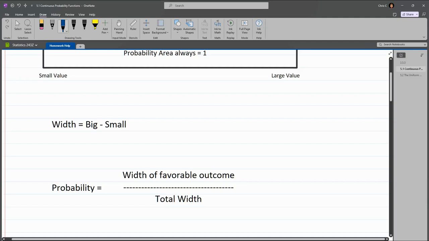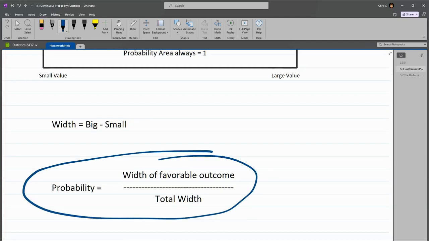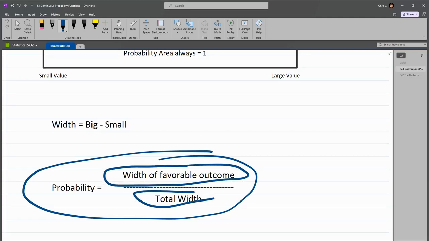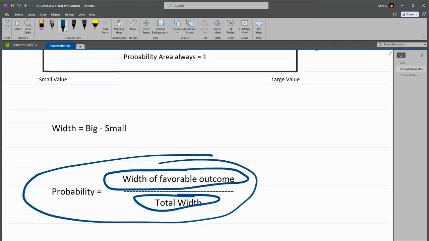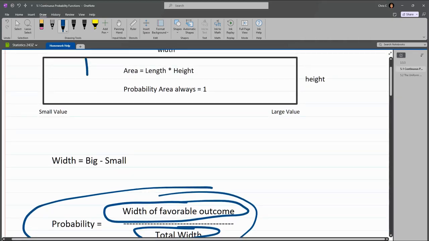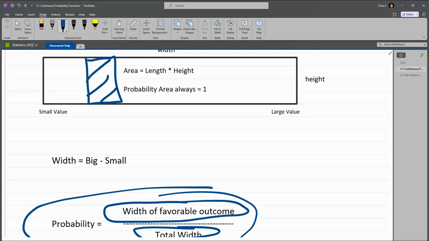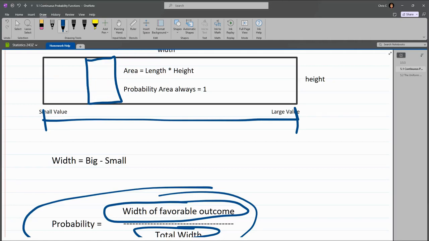And the probability that you're going to compute for almost every homework question is the width of the favorable outcome divided by the total width. The favorable outcome will be different for each problem, but let's say this is a favorable outcome, whatever that width is, divided by the total width right here. And what I drew approximately looks like it's about one fifth or one sixth, and that would be the probability of us getting a value inside of this rectangle here.